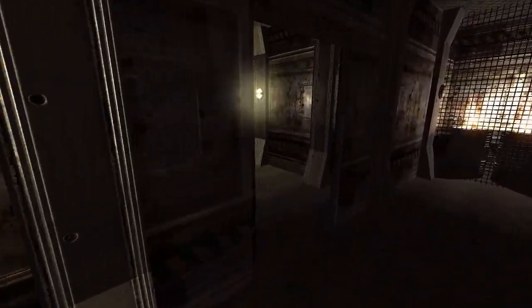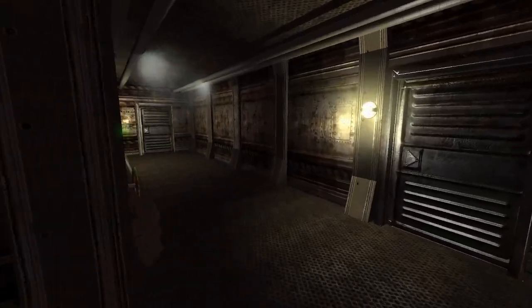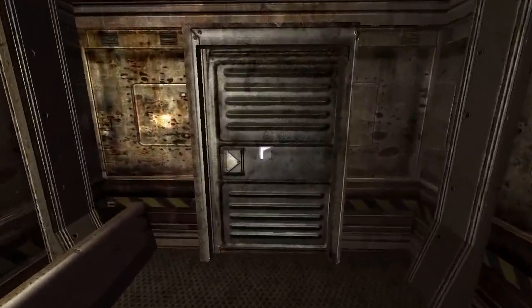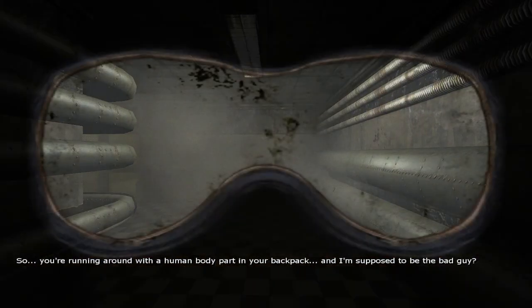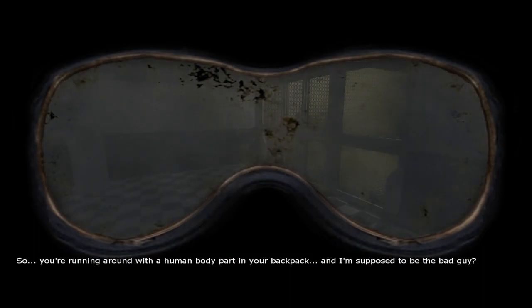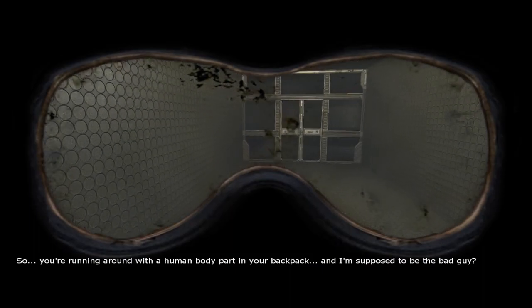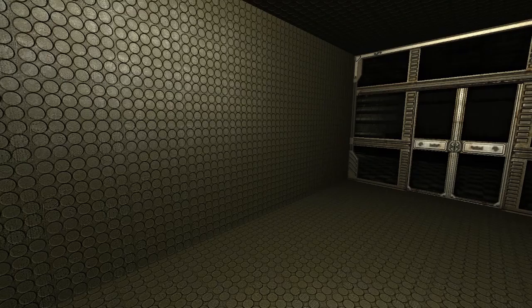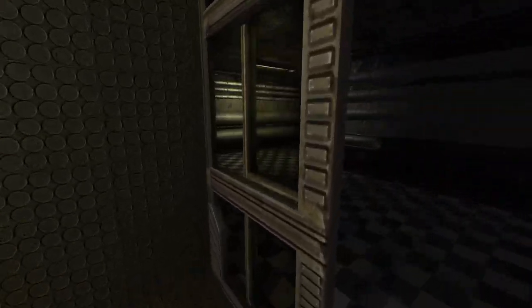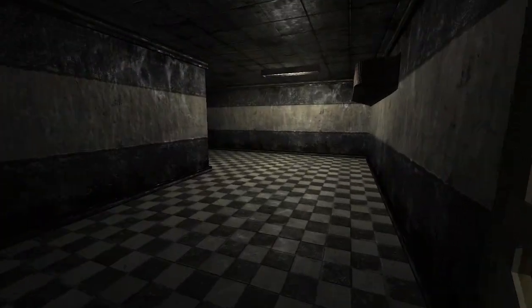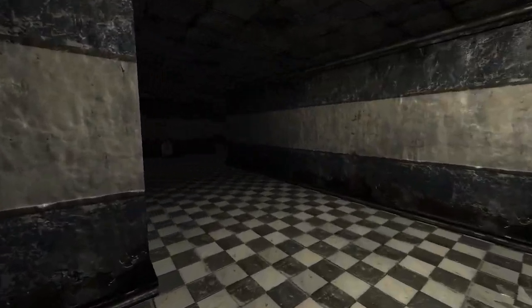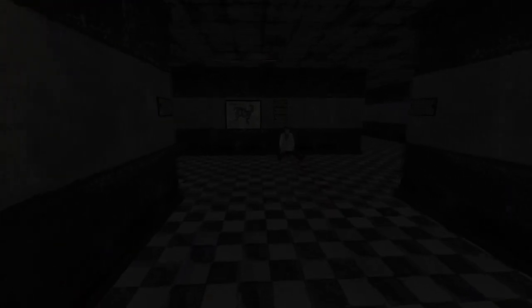This should be safe to run through here now. So let's go unlock the other door, and that's probably where we're going to need to get our eye. So, you're running around with a human body part in your backpack, and I'm supposed to be the bad guy? Yeah, we're good. That's all nice and clear. Handy, right? Right? Hey, man.